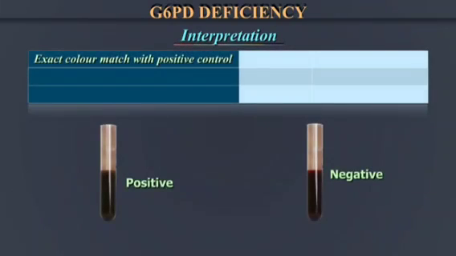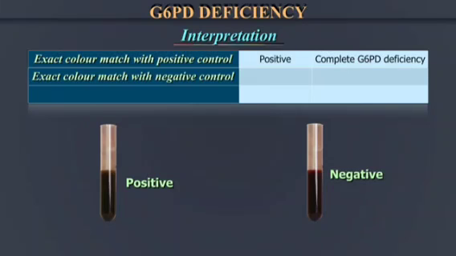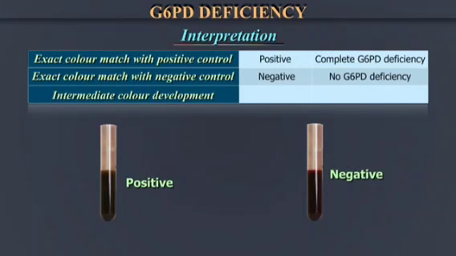Interpretation. An exact color match with positive control is positive or reactor, which means complete G6PD deficiency. An exact color match with negative control means negative or non-reactor, which means no G6PD deficiency. An intermediate color development means intermediate reactor, which means partial G6PD deficiency.